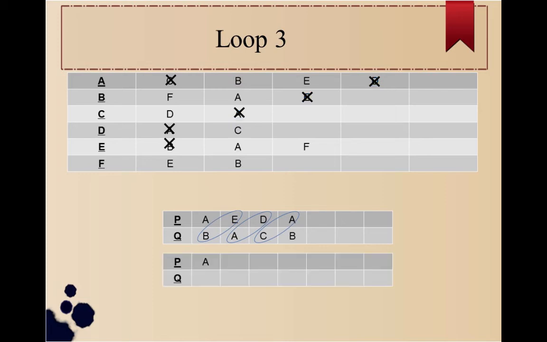pairings from our table. We've now removed all the diagonals from the PQ table, so we're going to create another PQ table to find more cycles. Once again, we're going to start with A. Perform the steps exactly as before, but we're going to ignore all crossed out elements.